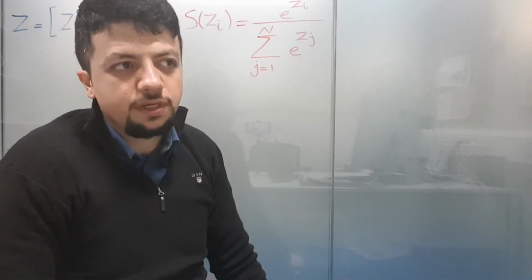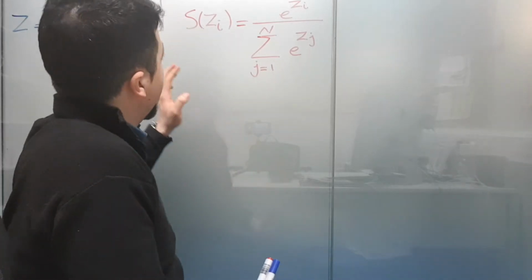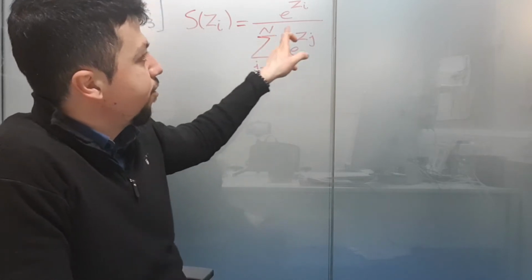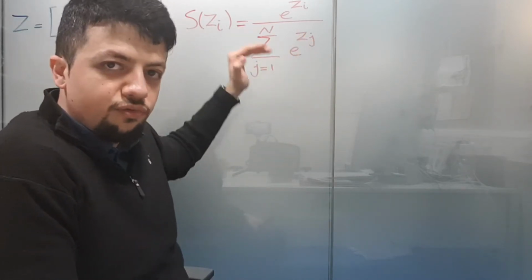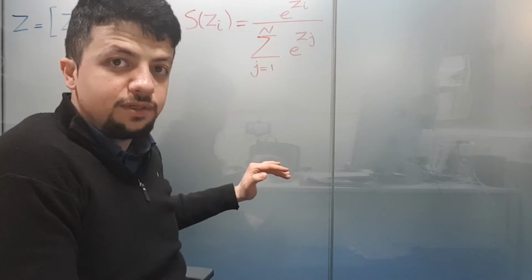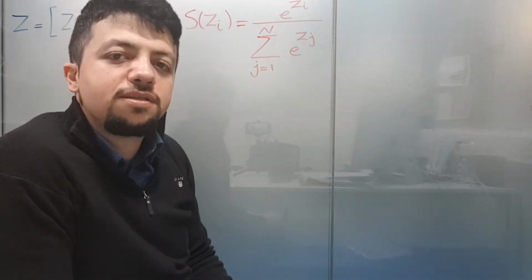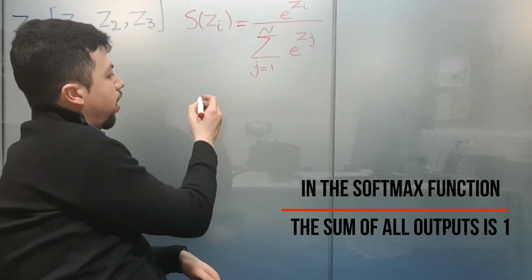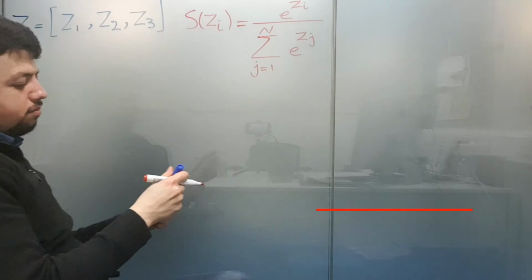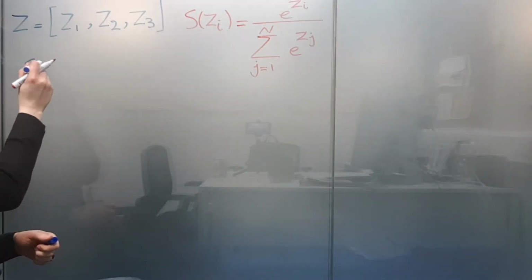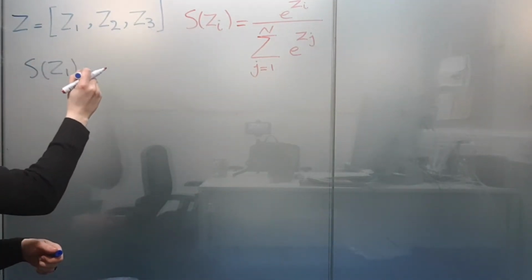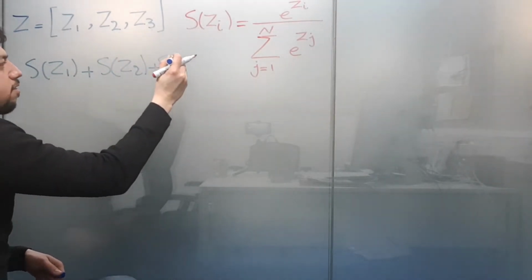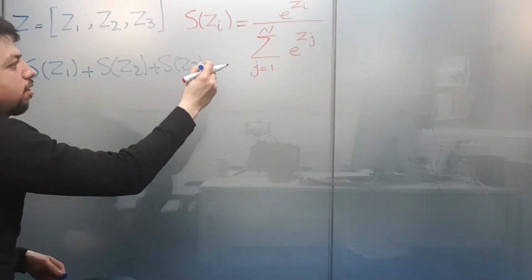And even more interestingly, because for every one of these elements, Z1, Z2, and Z3, we have a common denominator for all the three different softmax values, the summation of all of these outputs will be 1, meaning that if I were to say, for example, softmax of Z of 1 plus softmax of Z of 2 plus softmax of Z of 3, it will sum to 1.